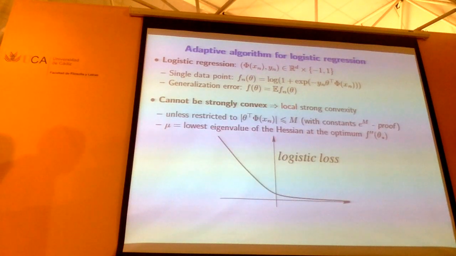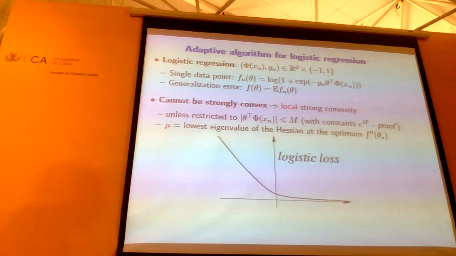Why will this never be strongly convex? Because the logistic loss is a log of 1 plus the exponential, something like that. This is convex, this is strongly convex over there, but at the end you get a flat part. So if you don't constrain your predictors, it will never be strongly convex. It's never true that the function is globally strongly convex. What you have is that locally, around the optimum, it may be strongly convex, but just locally.